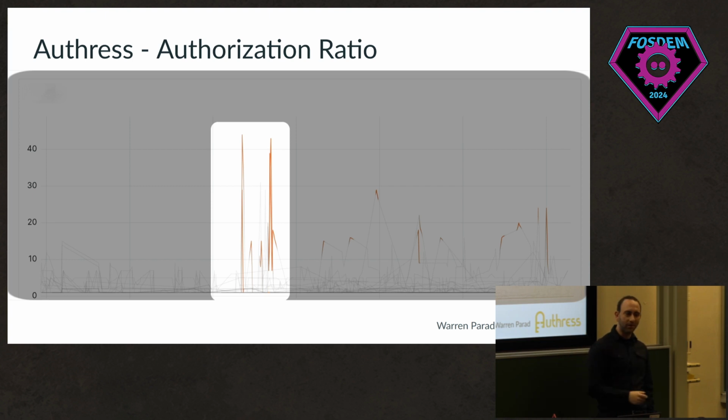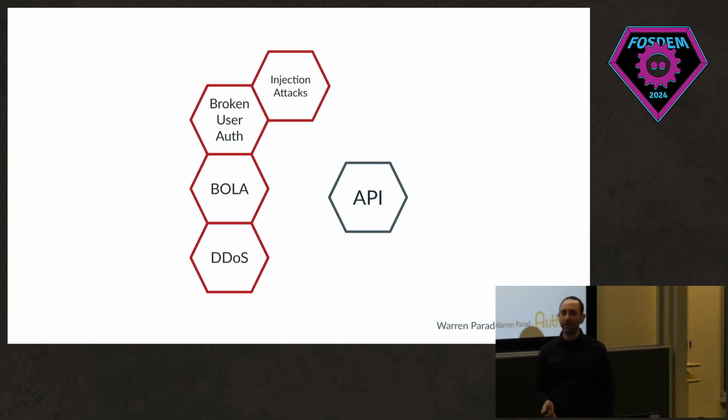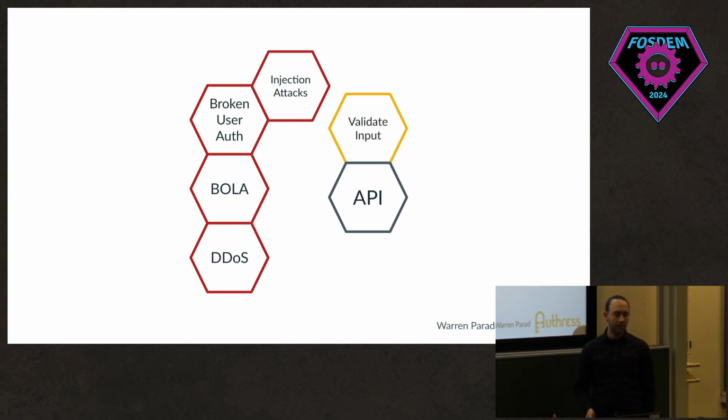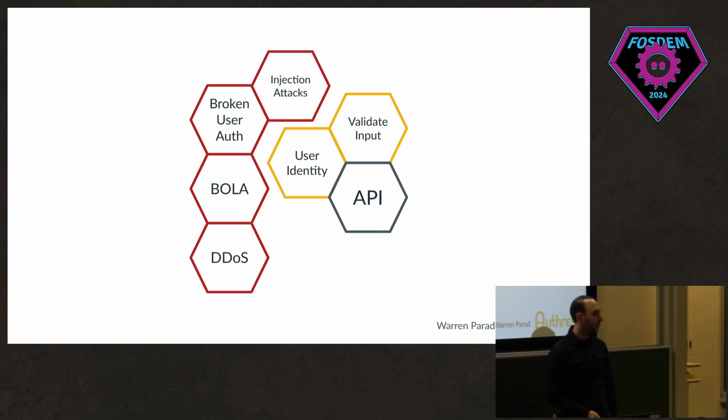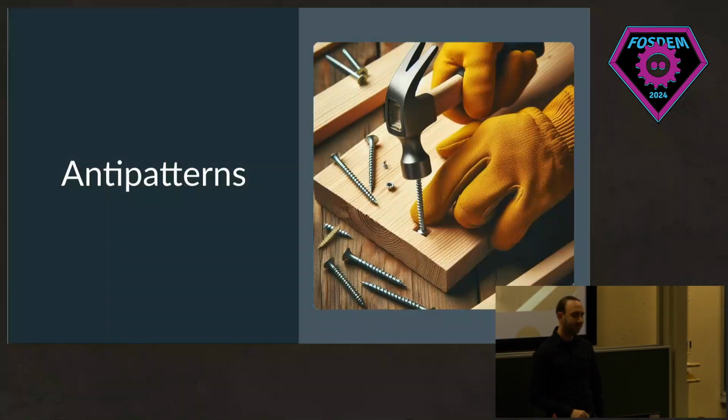OK, I said a lot of things, so I would like to summarize. The most important thing we can do is identify our threat model. We built one here, and it includes injection attacks, broken user authentication, BOLA, and DDoS attacks, amongst some other ones. And then we created custom solutions specifically to deal with our threats: validating our inputs, having user identity, granular access control, and then adding dynamic rules. And this is great when everything goes to plan, but sometimes it doesn't.